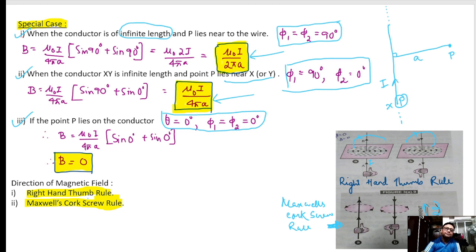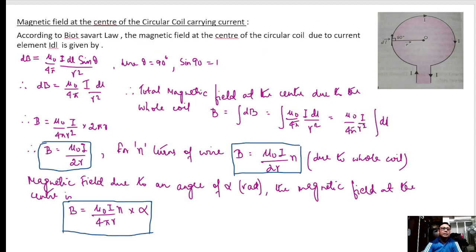Next, let's see the next part. Magnetic field at the center of the circular coil carrying current. See here, this is a circular coil which is carrying current. Current is entering and leaving. I want to find out what is the magnetic field at the center.